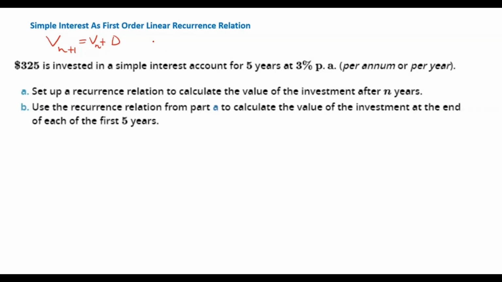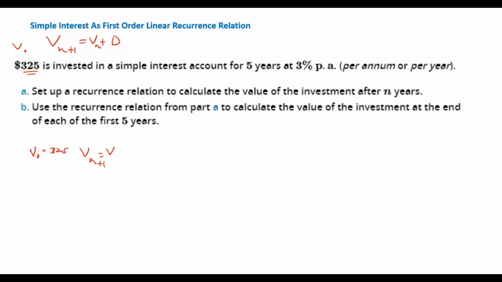Now our initial value, whatever the initial investment was, in this case is $325 for 5 years. So we want to set up a recurrence relation to calculate the value of the investment after n years. So that's going to be Vn. Our initial value is $325.